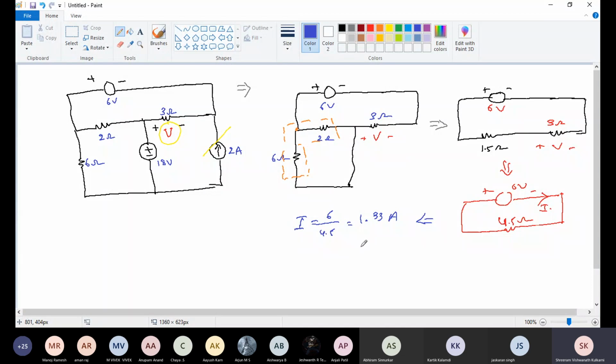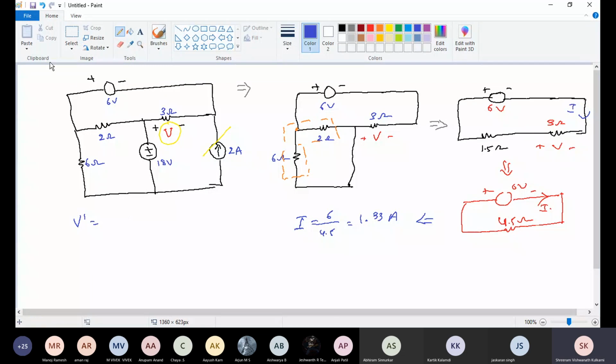Now I need to find the voltage across the 3 ohm resistance. How am I going to find it? See here, the current flowing through this resistance is the same current flowing here. Agree? Yes, sir. Now the voltage, first due to the 6 volt voltage source, across the 3 ohm, I am going to name it as V dash.